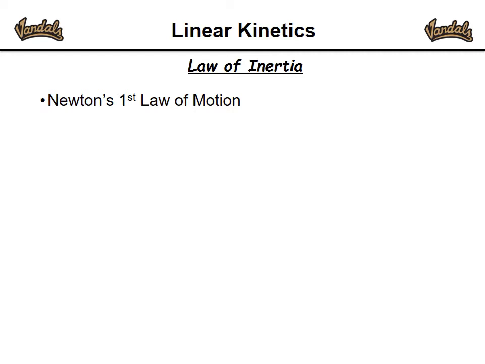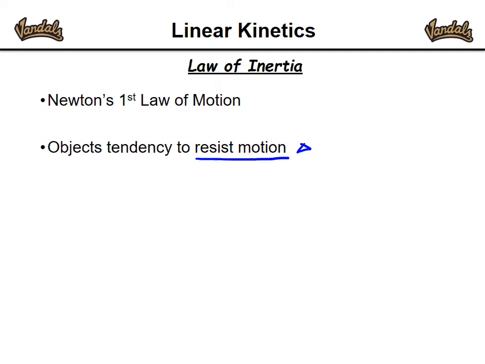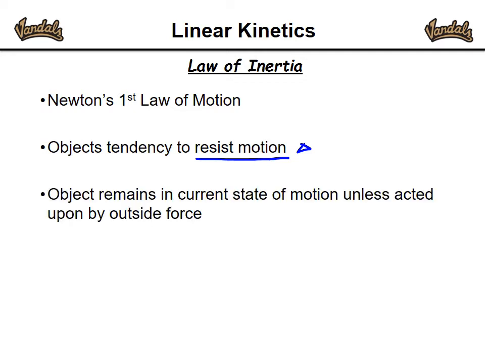So the law of inertia, this is Newton's first law of motion. It's the tendency of an object to resist motion, and the idea here is to resist a change in motion. So not just motion, but a change in motion from the current state. An object remains in the current state of motion unless acted on by an outside force, right?